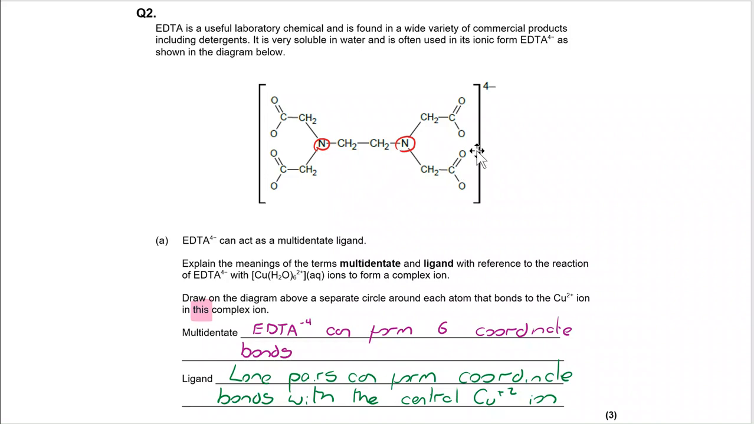But we've also got not COOH, we've got COO-. We've got 4 of them. So each of the O- will have a lone pair on there that can donate to form a coordinate bond.